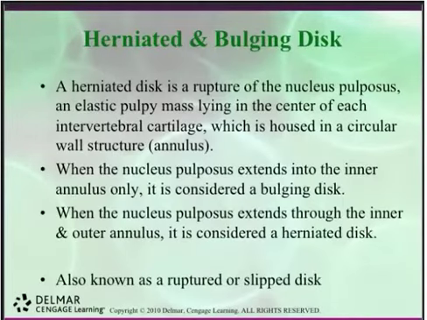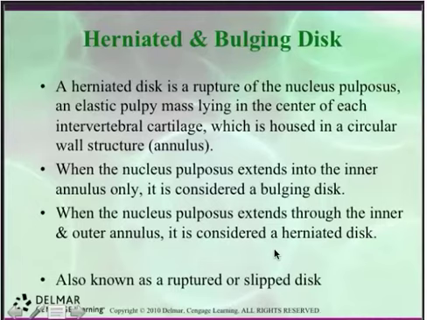Okay, herniated discs are a rupture of the nucleus pulposus, which is the liquid center of the intervertebral disc, through the annulus, which is the fibrous outer coating. When the nucleus pulposus extends into the inner annulus only, it's considered a bulging disc, but when it extends through the inner and outer annulus, it's considered to be a herniated disc.